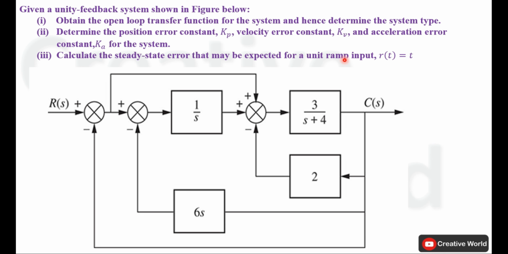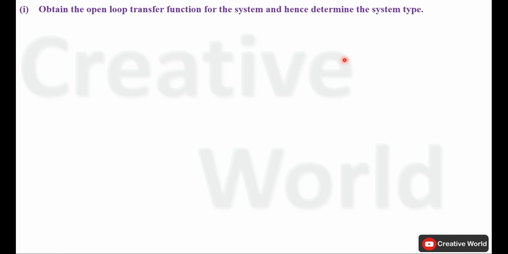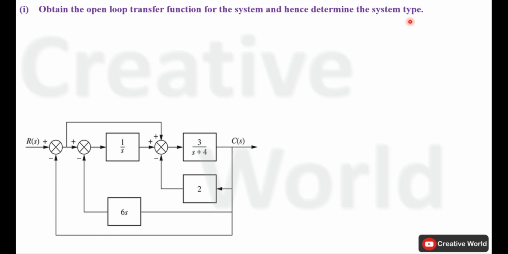So without wasting time, let's proceed towards the solution of the first part. In this part, it is asked to calculate the open loop transfer function and also determine the type of system. The system block diagram is provided here. In order to calculate the open loop transfer function of this system, we will be required to minimize this system. We will start from the right hand side.